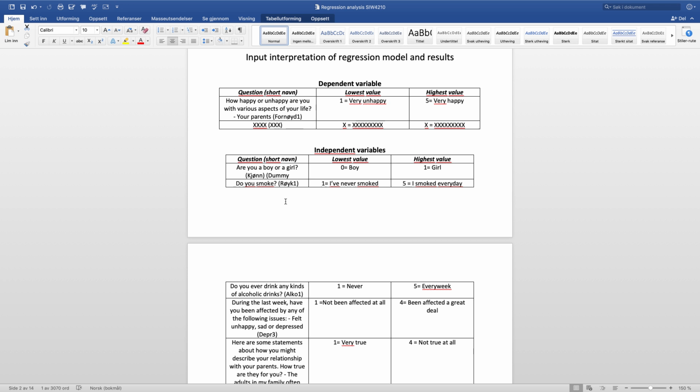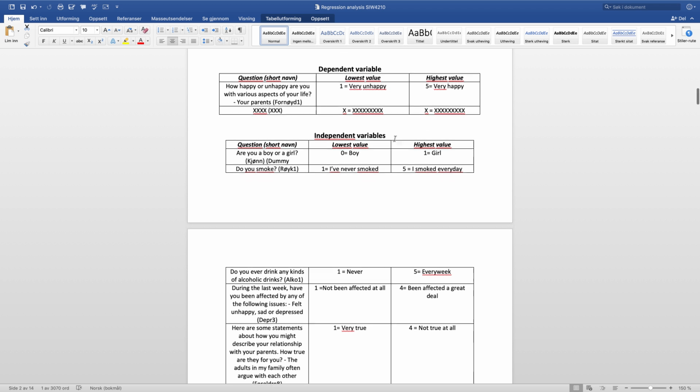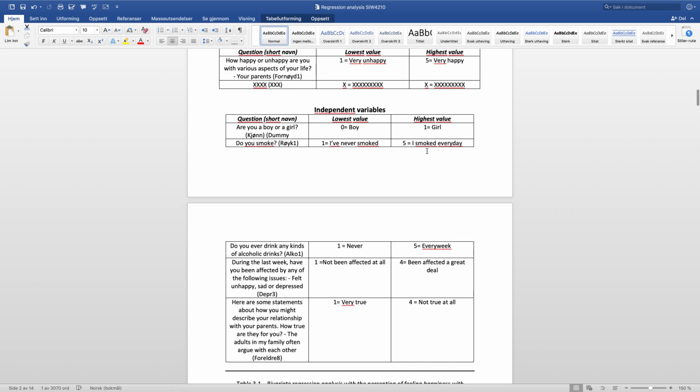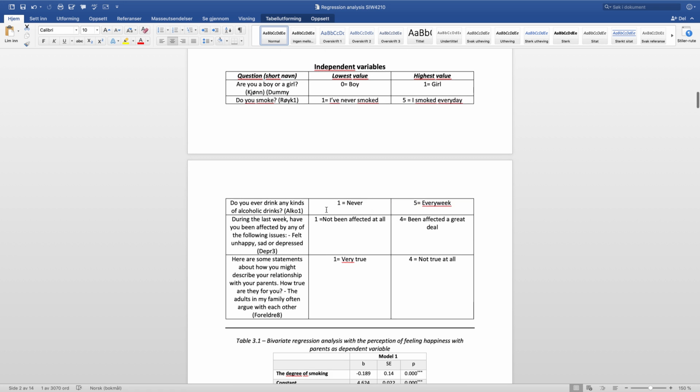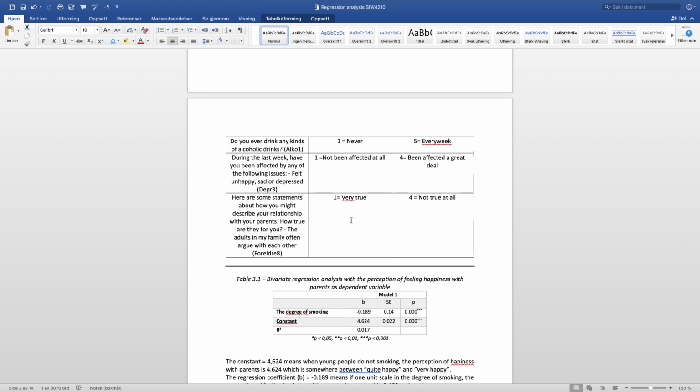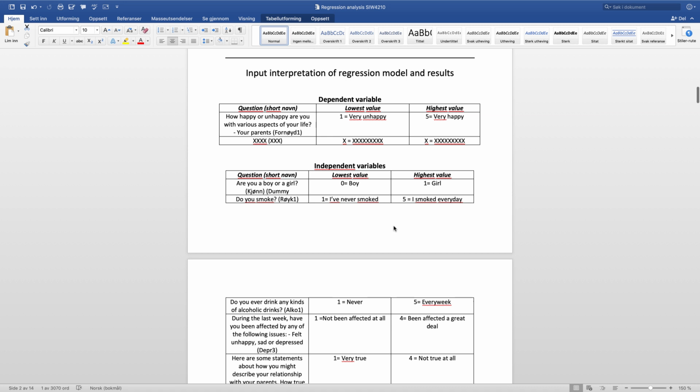Next one is: how happy or unhappy are you with various aspects of your life? And it's your parents they ask about, whether you're very unhappy, one, or very happy with your parents. Boy and girl is included as an independent variable, whether you smoke or not, whether you ever drink any types of alcoholic drinks, whether you've been affected by depression, not affected at all, or affected a great deal. And here are some statements about your relation to your parents, how true are they to you: the adults in my family often argue with each other. So this independent variable is about whether the parents argue. Okay, interesting.